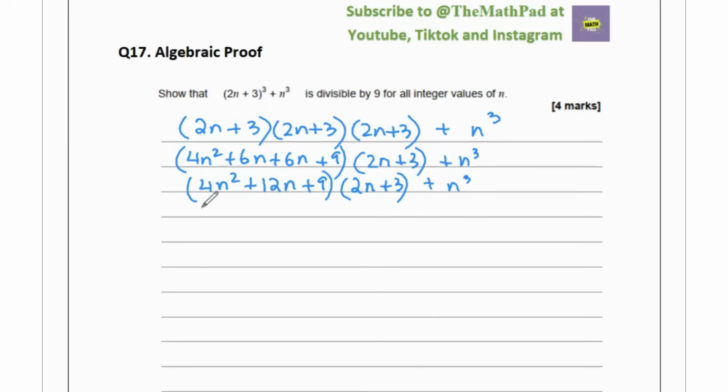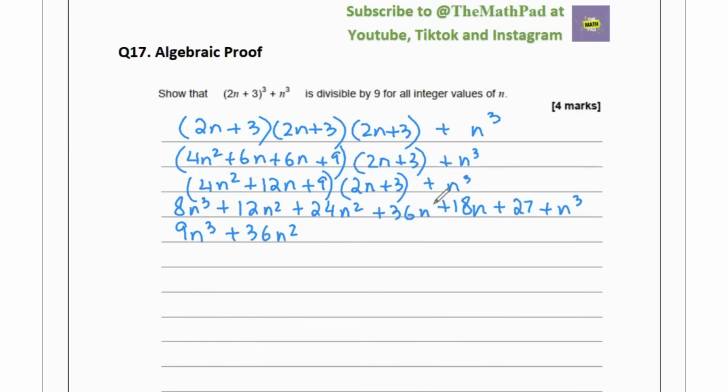Expand the bracket again. 4n² times 2n is 8n³. 4n² times 3 is 12n². 12n times 2n is 24n². 12n times 3 is 36n. 9 times 2n is 18n. 9 times 3 is 27, and plus n³. Collect the like terms. So 8n³ + n³ is 9n³. 12n² + 24n² is 36n². 36n + 18n is going to be 54n, and then 27.